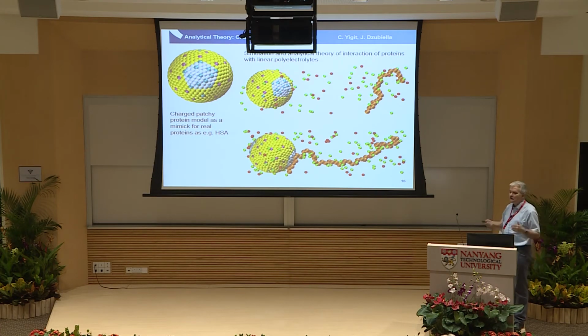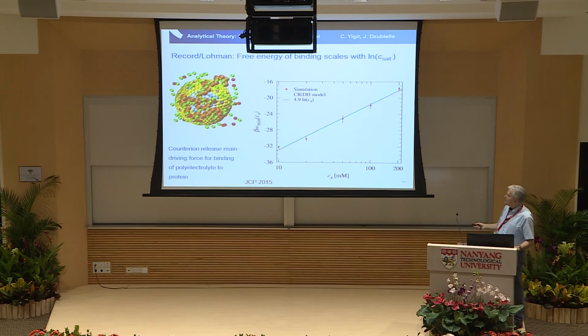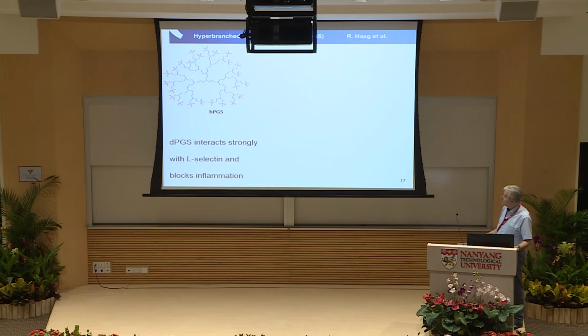And then you can look into all the details, and you can convince yourself that this counter-ion release is a very robust thing. Whenever this linear polyelectrolyte is interacting with the patch, you release a couple of counter-ions. In the case of polyacrylic acid and HSA, there were 3 counter-ions which were released. And this scales with the logarithm of the salt concentration. This is a robust phenomenon.